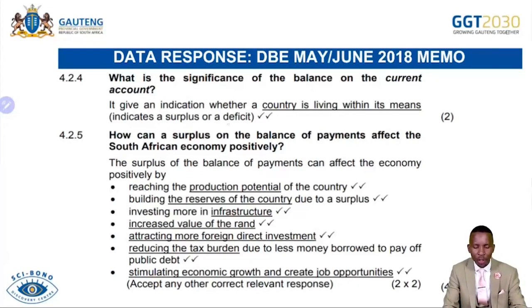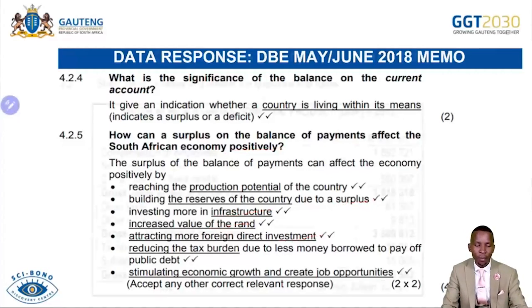And then, how can the surplus on the balance of payments affect the South African economy positively? Also be mindful: positively. Some of you might answer in a negative manner here, but we look at the positive because it's provided. So the surplus in the balance of payments can affect the economy positively by reaching the production potential of the country, building the reserves of the country, investing more in infrastructure, increasing the value of the rand, attracting more foreign direct investment, reducing the tax burden due to less money borrowed to pay off public debt, and then stimulating economic growth and creating job opportunities. Any other correct relevant response was given marks here.